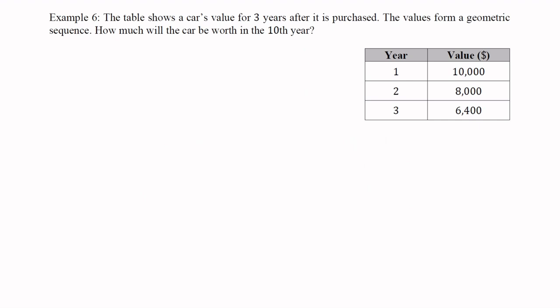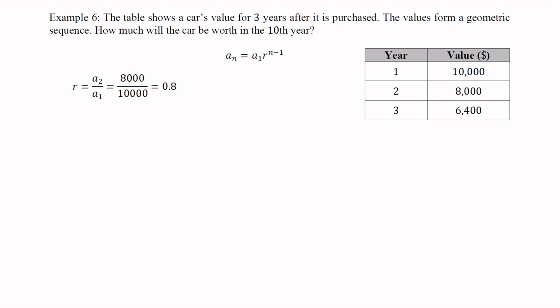The table shows a car's value for 3 years after it is purchased. The values form a geometric sequence. How much will the car be worth in the 10th year? So here we're talking about how much a car depreciates. So we're going to find the common ratio by doing a sub 2 divided by a sub 1. So that would be 8,000 divided by 10,000, which would give us 0.8.